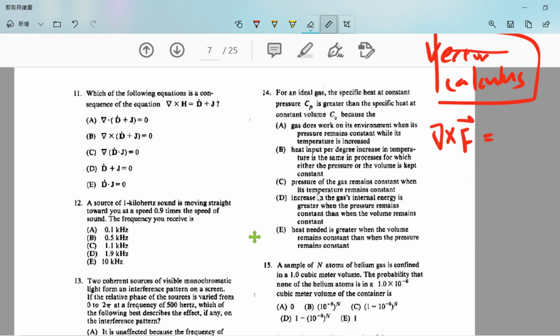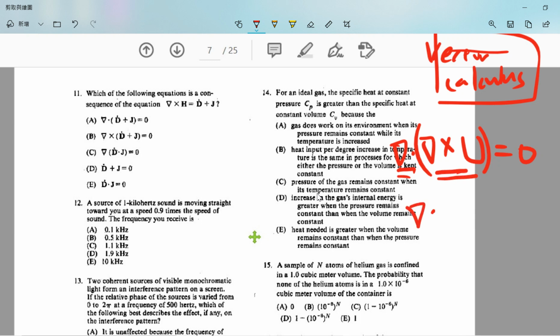So one formula is that the divergence of the curl is 0, and the curl of the gradient is 0.